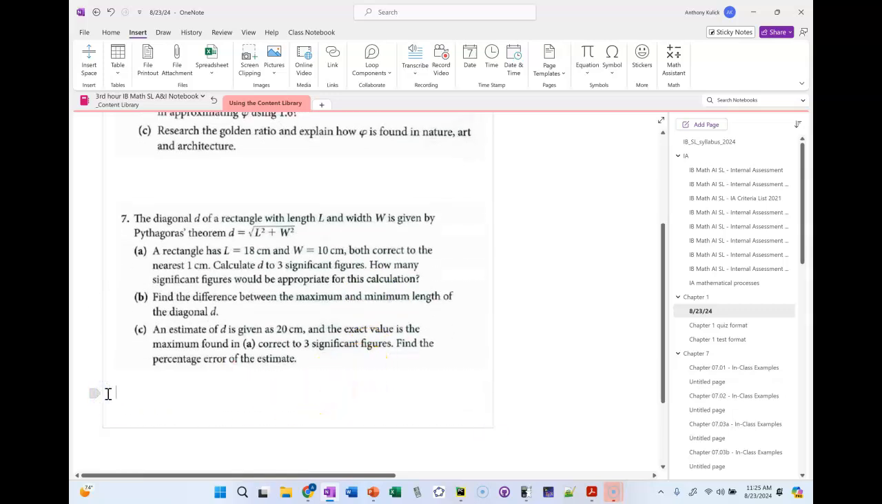It says the diagonal D of a rectangle with length L and width W is given by Pythagoras' theorem, D equals square root of L squared plus W squared. A rectangle has length 18 and width 10, both correct to the nearest centimeter. Calculate D correct to 3 significant figures. How many significant figures would be appropriate for this calculation? All right.